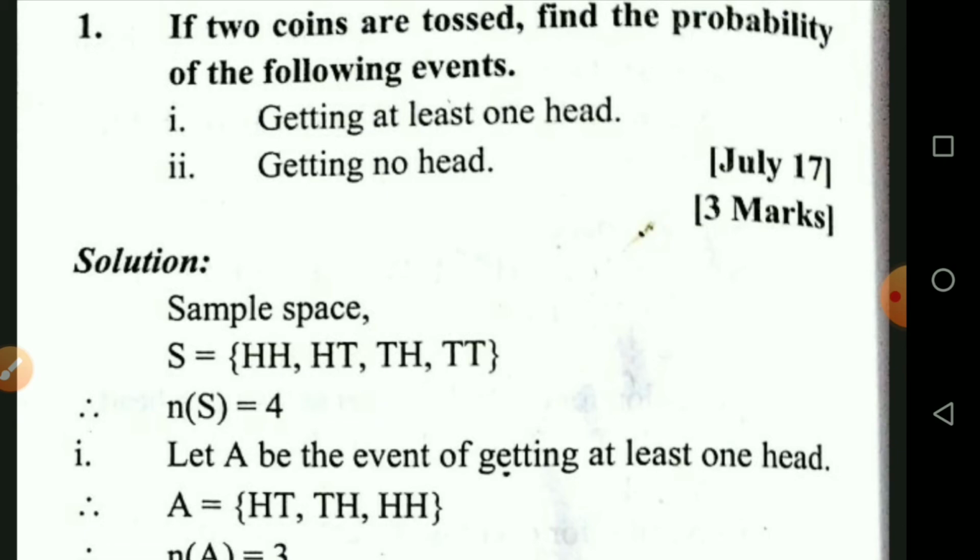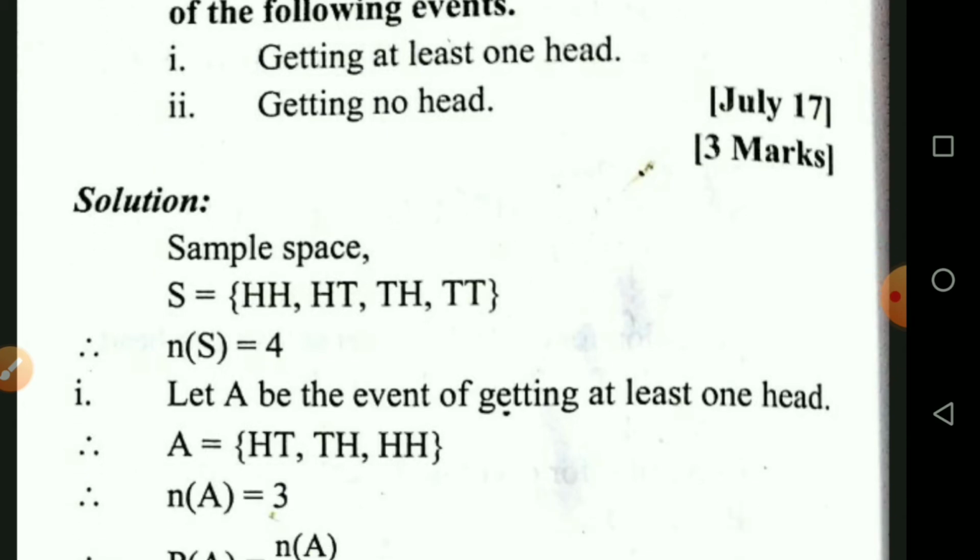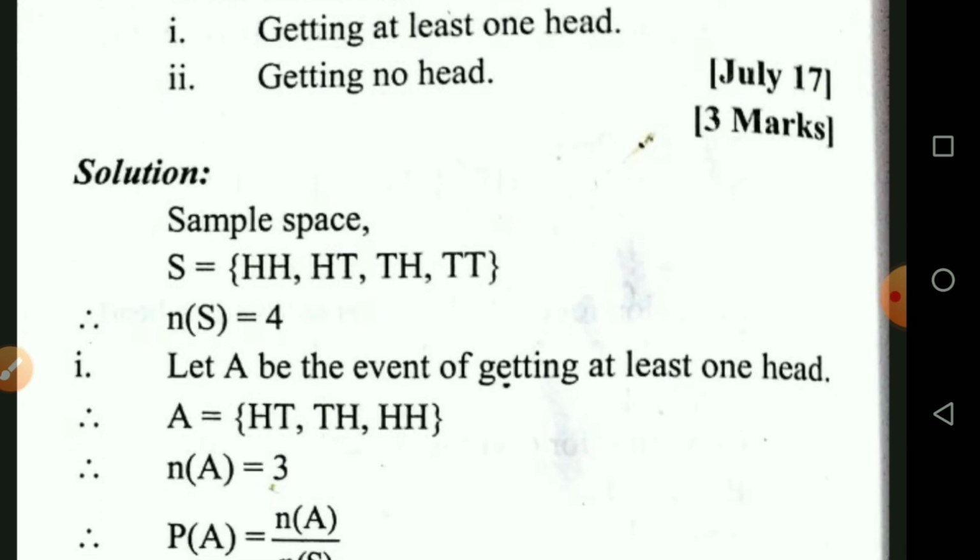The name of the random experiment is two coins are tossed, and the sample space S is equal to {HH, HT, TH, TT}. Number of S is equal to 4. Give letter A to the first event. Let A be the event of getting at least one head. At least means minimum one head is required. A is equal to {HT, TH, HH}. Number of A is equal to 3.